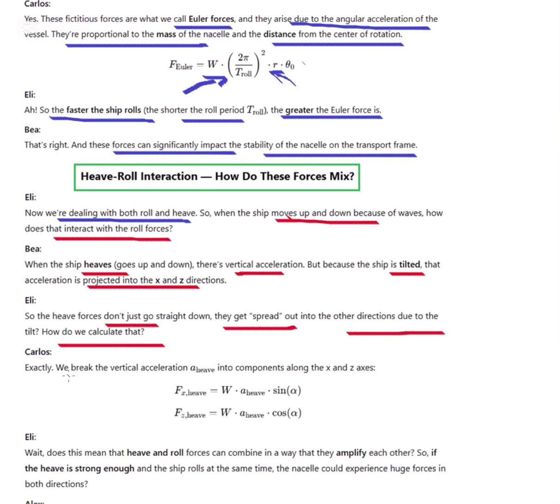How do we calculate that? We break the vertical acceleration into components along x and z. So F_x heave is F heave, that is, mass times a_heave times sin alpha, and F_z heave is mass times a_heave times cos alpha.